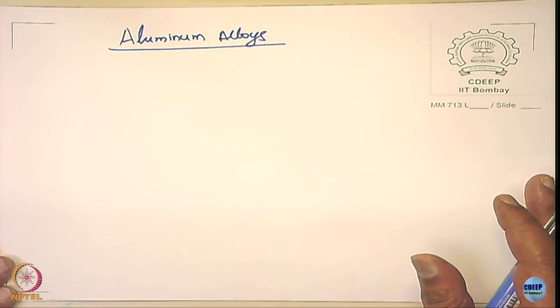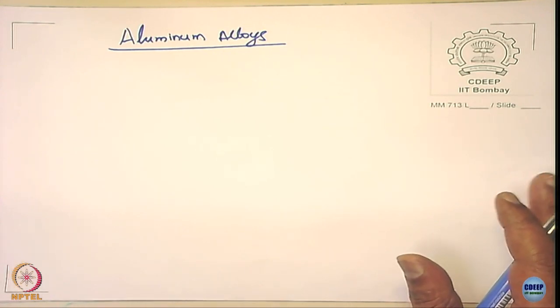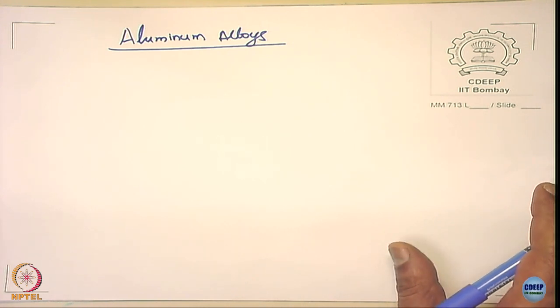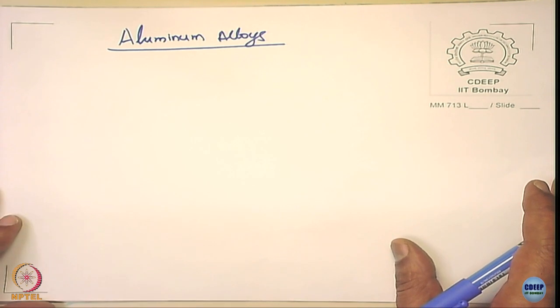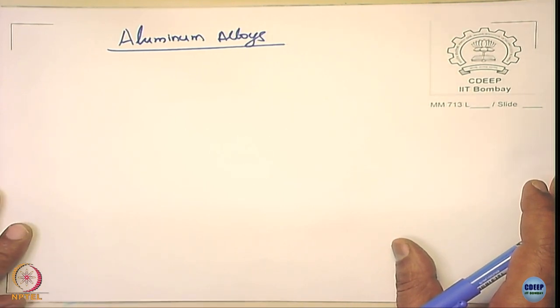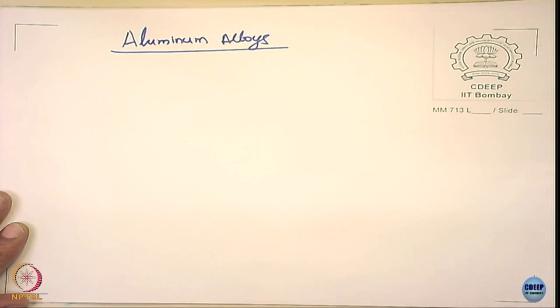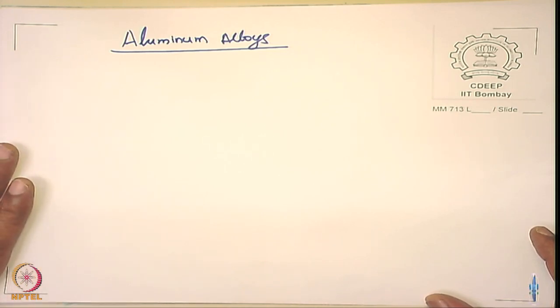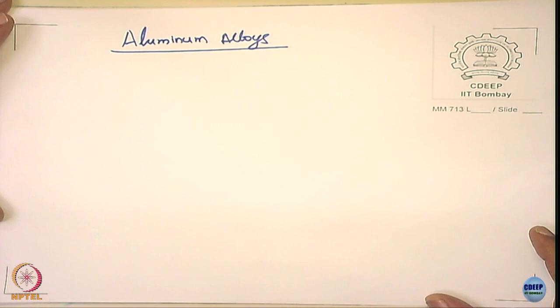In principle, I think intergranular corrosion can occur in all materials. Aluminum is one of the materials which is very susceptible to intergranular corrosion. Next is maybe your zinc alloys. You have zinc die castings you will use, right? And magnesium alloys also can undergo intergranular corrosion. But those things I am not going to discuss now. We will end our discussions with aluminum alloys because it has got wider implications in industries.